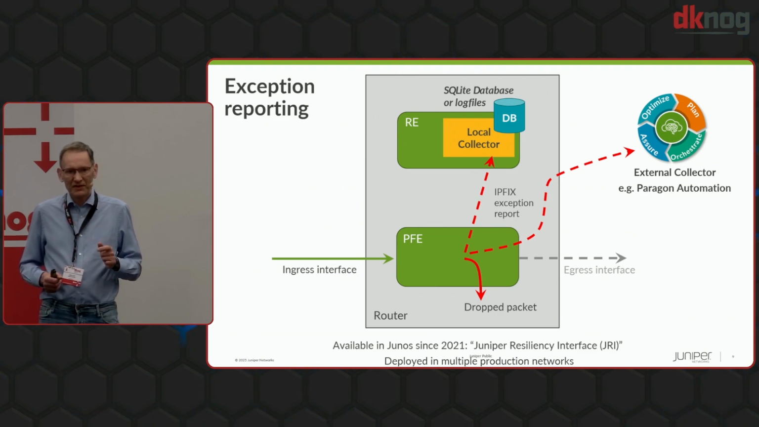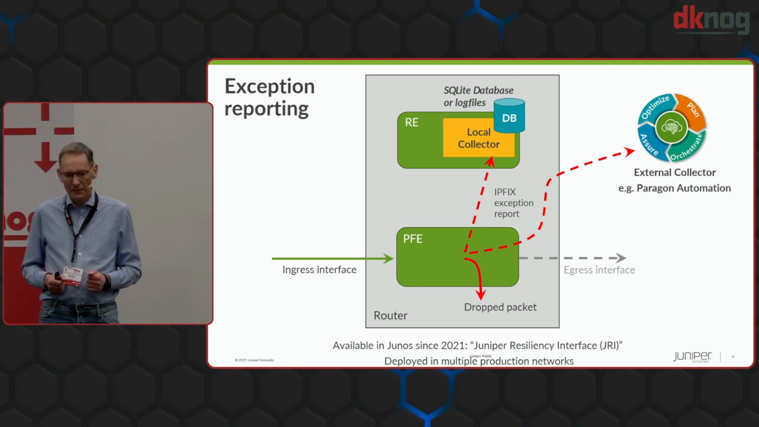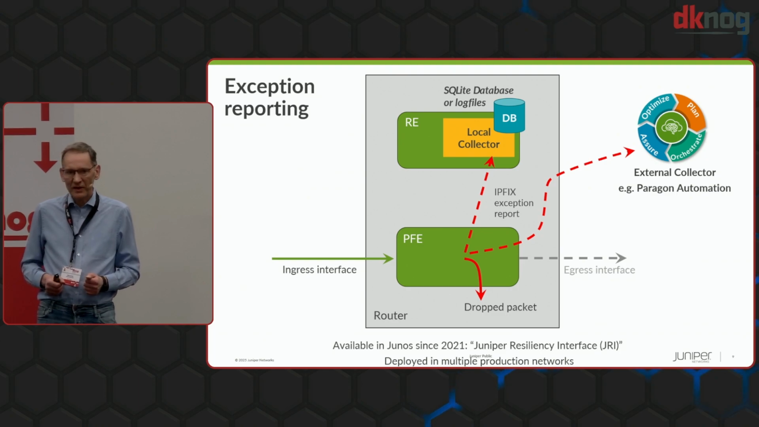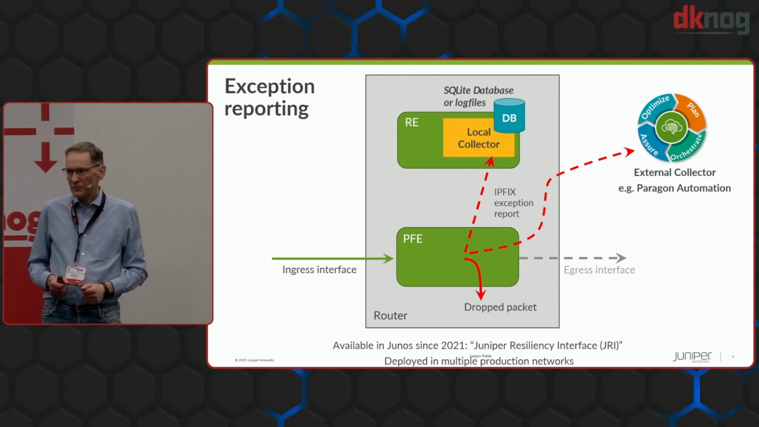IPFIX is a good choice because routers nowadays, the packet forwarding engines, the ASICs, are able to do IPFIX inline for just normal flow analysis, and so we can leverage that and use it for this exception reporting as well, because all the machinery is there to be able to construct these IPFIX packets and emit them directly from the PFE to an external collector.